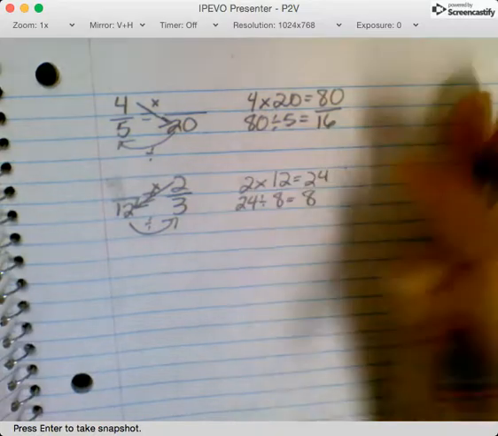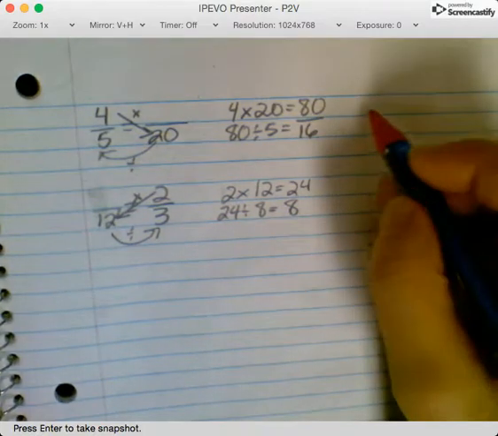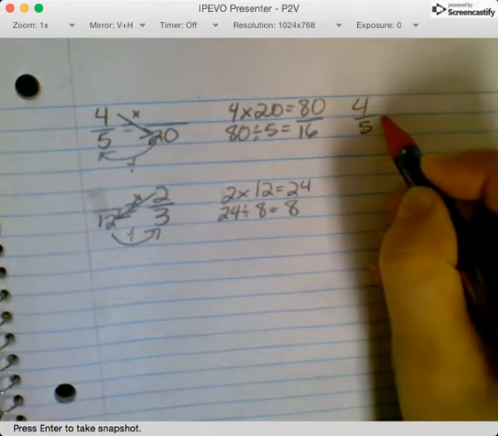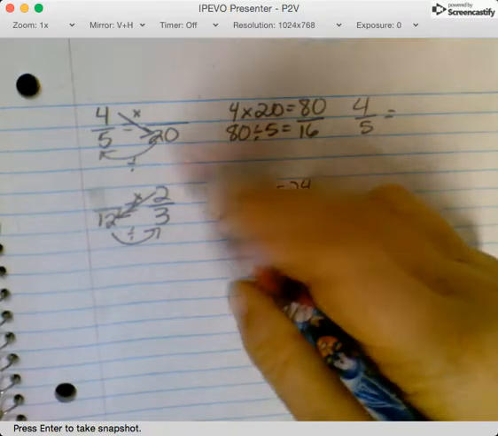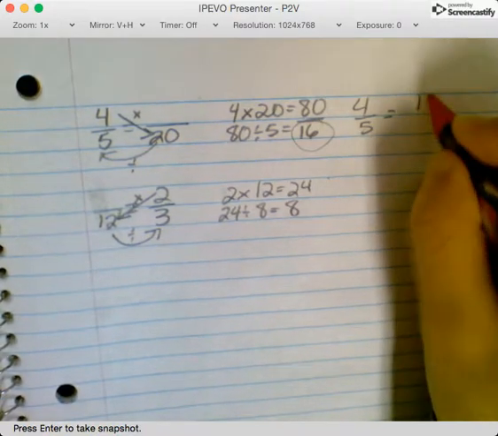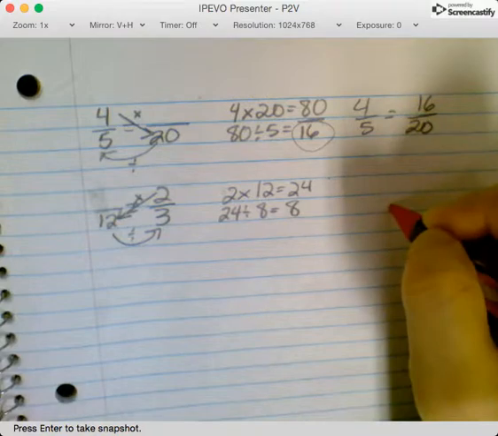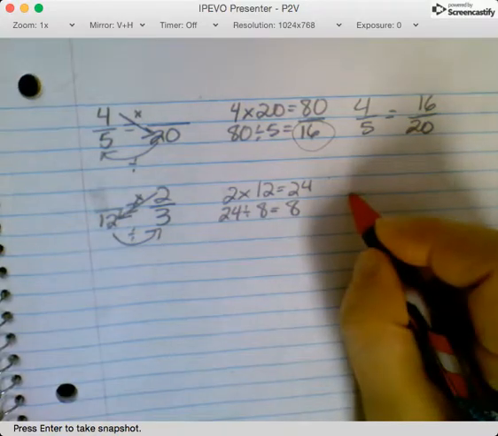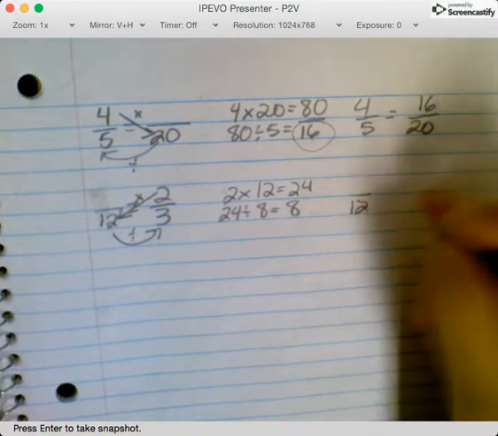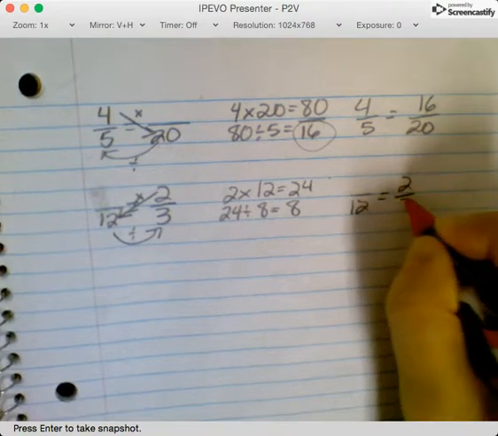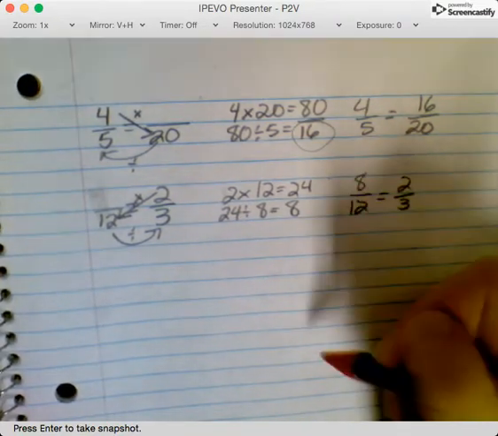So over here, I almost forgot to show you the equivalent fractions. So 4/5 equals 16 over 20. And over here, we would put our 8 here. Okay?